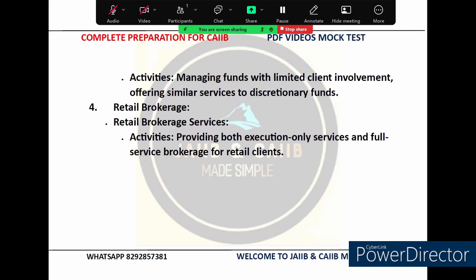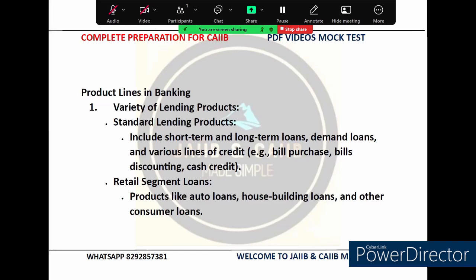Now let's talk about the product line. What are the product lines in banking? Let's discuss. A bank offers a wide range of lending products, which are basically different types of loans and credit services. So first is called a standard lending product.